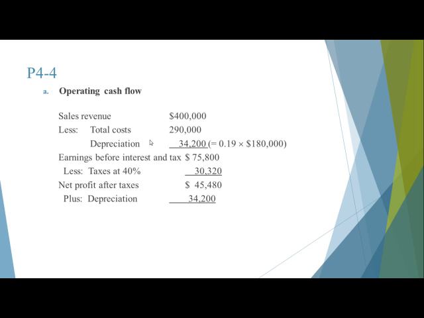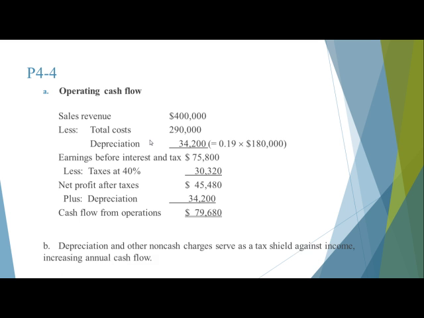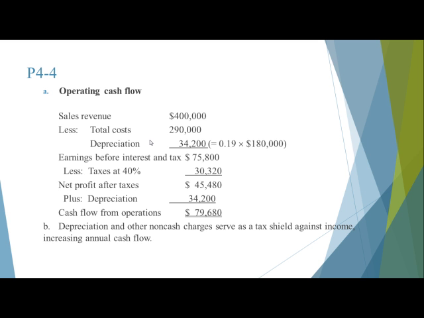To get the operating cash flow, we need to add back the depreciation because depreciation is a non-cash item. So the operating cash flow is equal to 79,680. What is the effect of depreciation on the firm's cash flow? Because depreciation reduces taxable income, it reduces the tax liability of the firm, and as a result, it increases the cash flow of the firm.